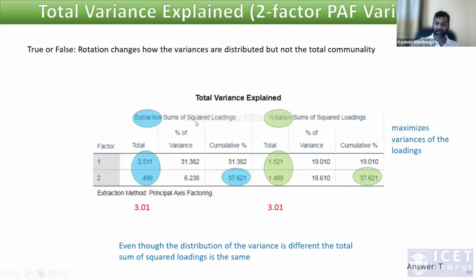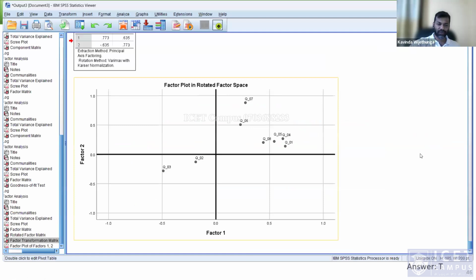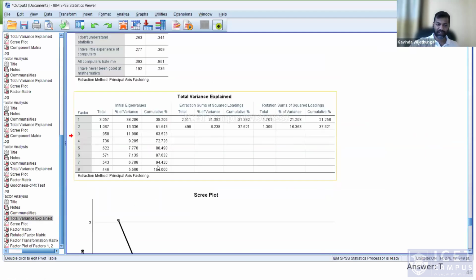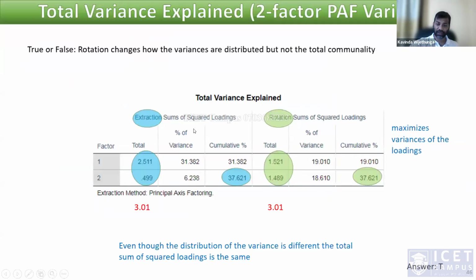Maximizes the variance of the loadings, that is 37.621 maximized, right? So here if we add these two, the value is 0. After extraction the value is 3.01. So after the rotation method it is again 3.01. The value is the same, but it maximizes.